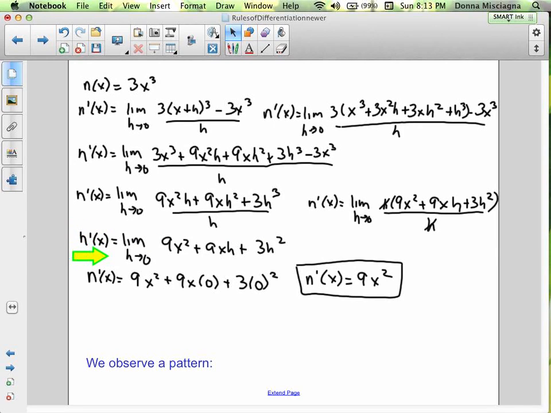And so that gives us h prime of x is the limit as h approaches 0 of 9x squared plus 9xh plus 3h squared. I'll now drop the limit and plug in 0 for h. And everything is going to cancel out except for the following. n prime of x equals 9x squared. So the function n of x was 3x cubed and n prime of x was 9x squared.